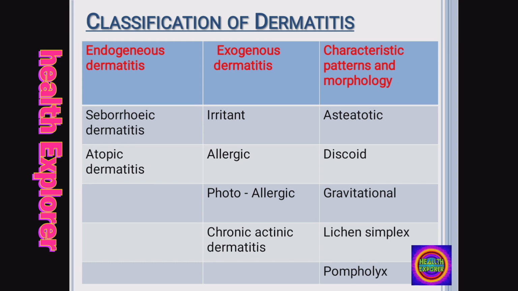Classification of dermatitis. Endogenous dermatitis: seborrheic dermatitis, atopic dermatitis. Exogenous dermatitis: irritant, allergic, photoallergic, chronic actinic dermatitis. Characteristic patterns and morphology: asteatotic, discoid, gravitational, lichen simplex, pompholyx.